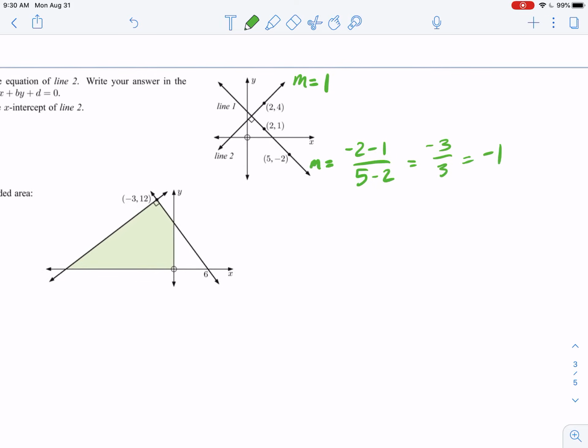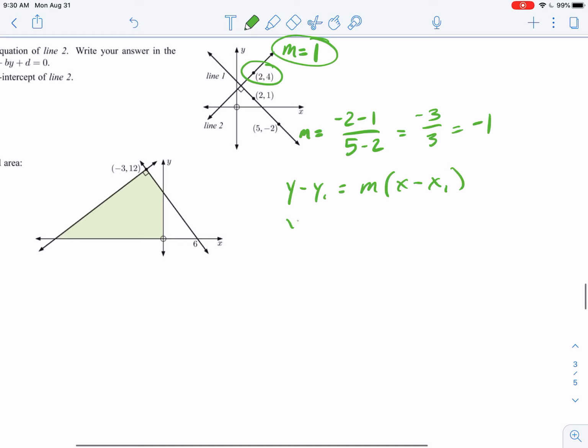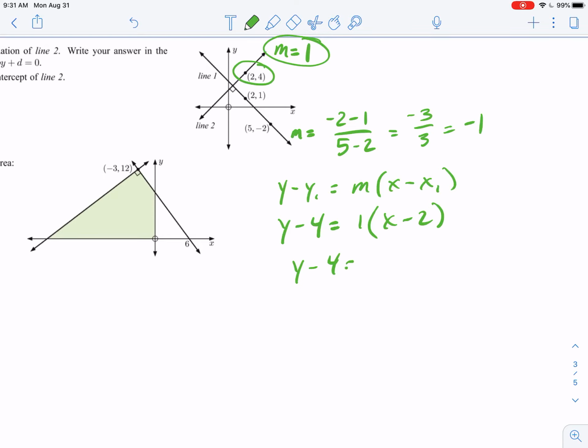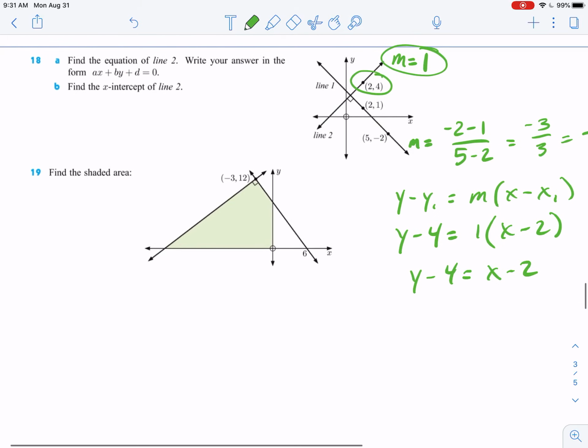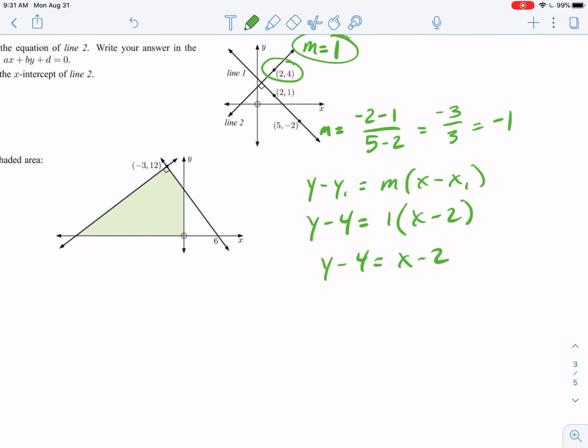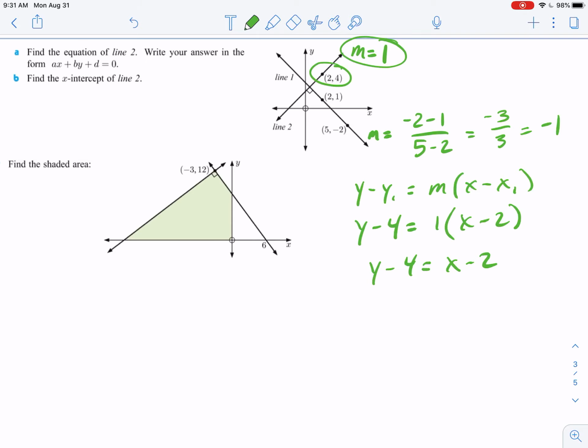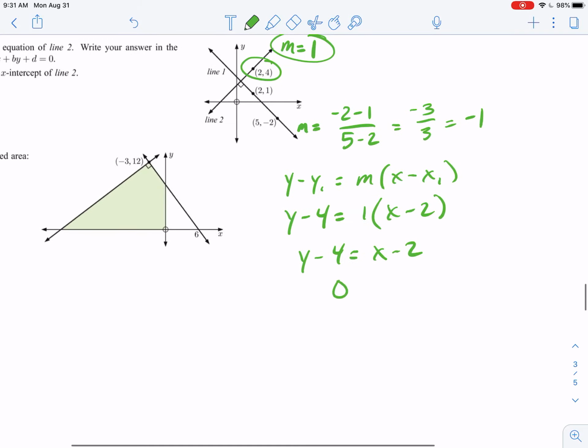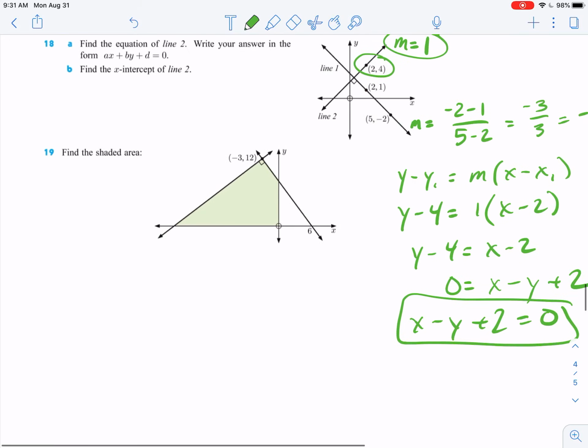So now we can say, okay, well, y minus y1 equals m times x minus x1. Let's use this point and that gradient. And we can say y minus 4 is equal to 1 times x minus 2. Therefore, I have y minus 4 equals x minus 2. They want this in the form where everything is set equal to 0, and let's keep the x positive. So this becomes 0 is equal to x minus y, add that, plus 2. So x minus y plus 2 equals 0 is the answer to number 18.